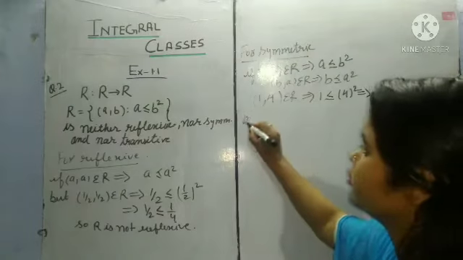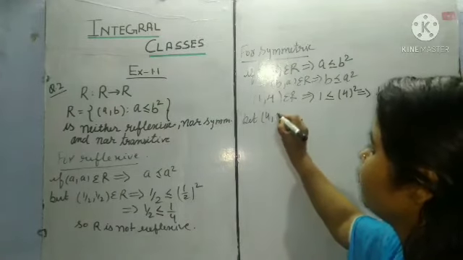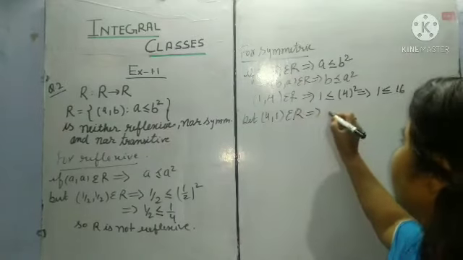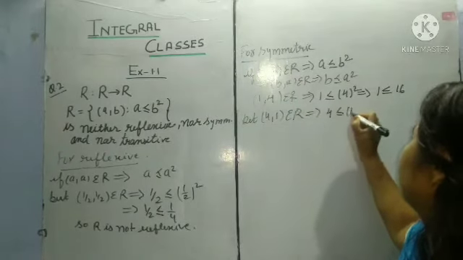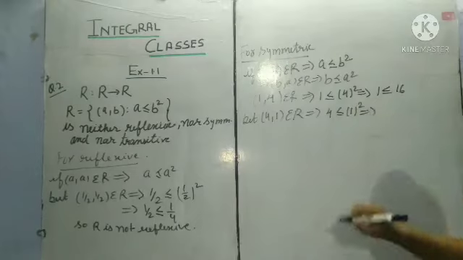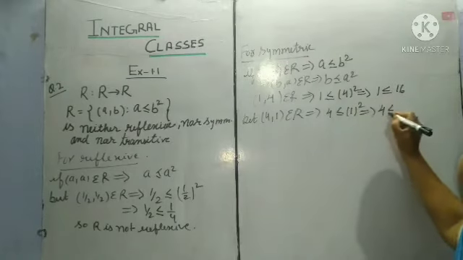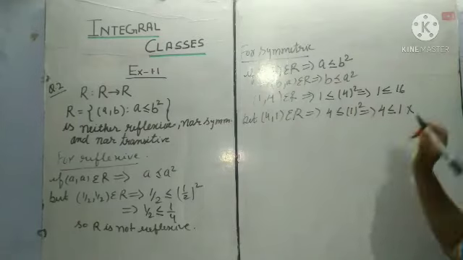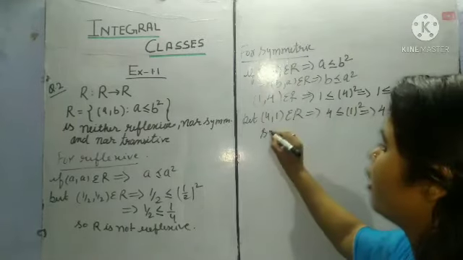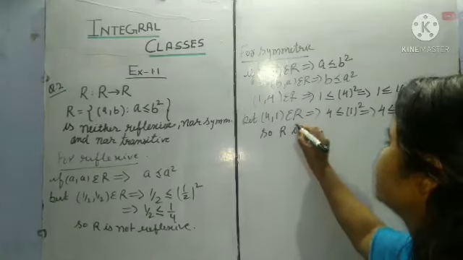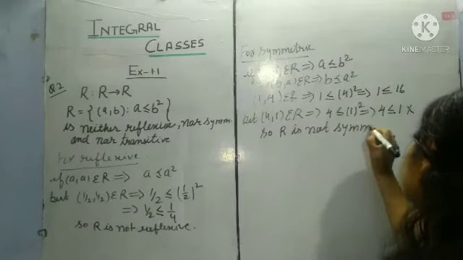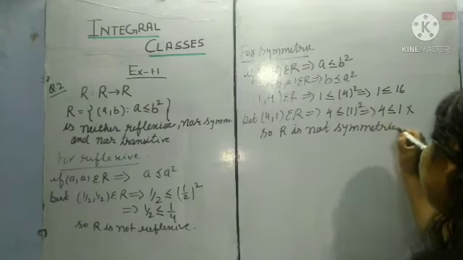But if we consider (4, 1) belongs to R, then 4 is less than or equal to 1 square. So it implies that 4 is less than or equal to 1. So this is not true. So R is not symmetric.